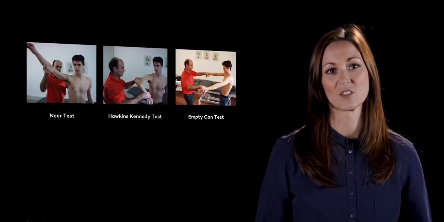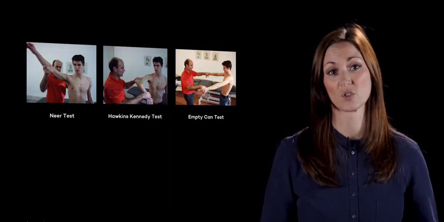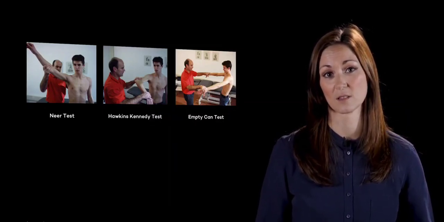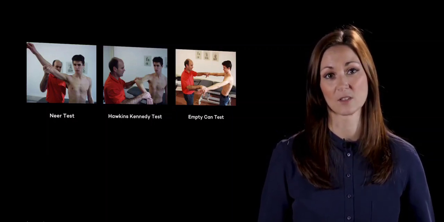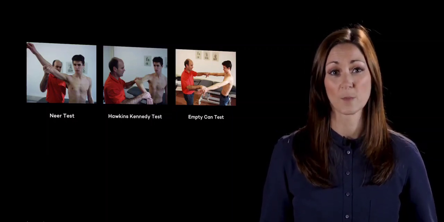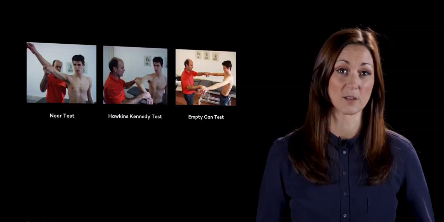All patients in the cases you're going to see scored positive on 3 of the tests regarded as important supraspinatus physical examination tests: the NEAR test, the Hawkins-Kennedy test and the empty can test. You will see that although these patients scored positively on all 3 examination tests, the musculoskeletal ultrasound images appear quite different.